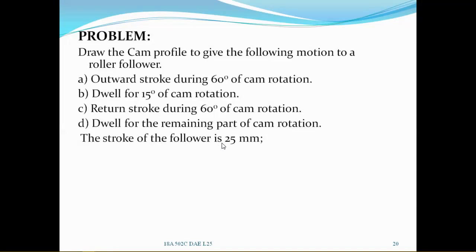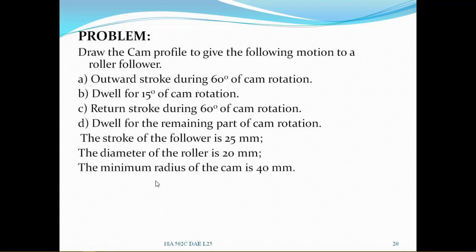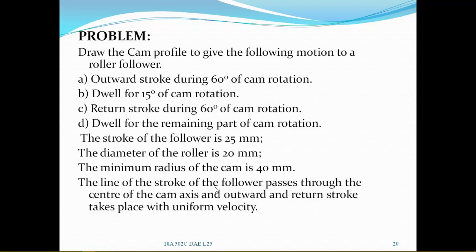So stroke of the follower is 25 mm, that is L, capital L. And the diameter of the roller must be there, that is 20 mm diameter of the roller. Next is minimum radius of the cam to draw the cam base circle, that is 40 mm. And the line of the stroke of the follower passes through the center of the cam axis, and outward and return strokes take place with uniform velocity.